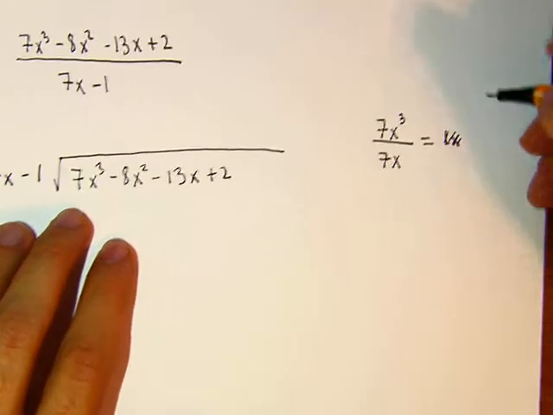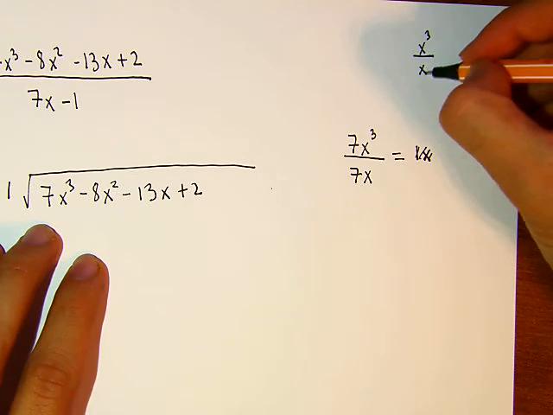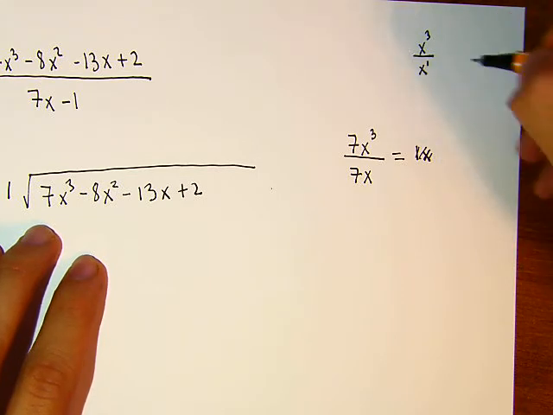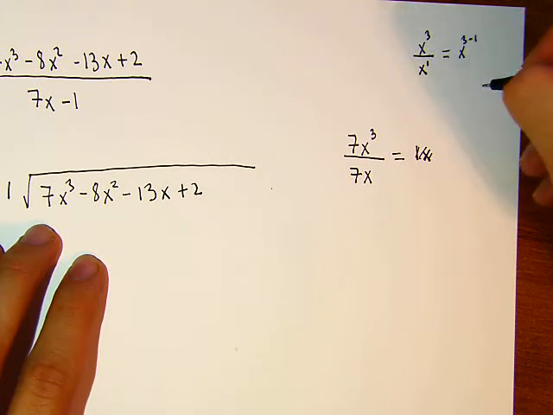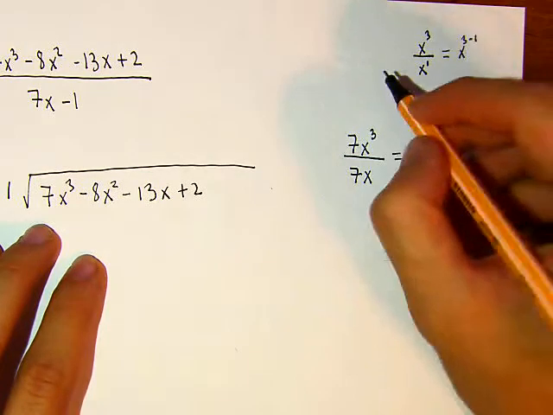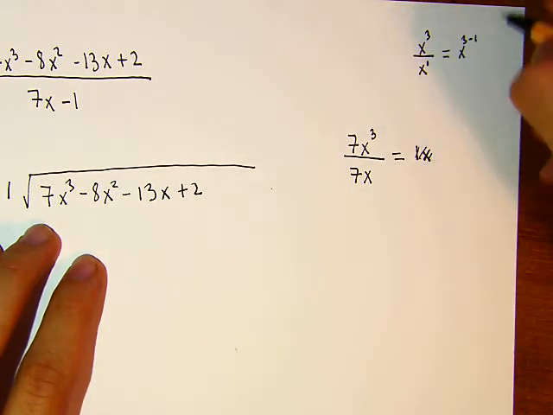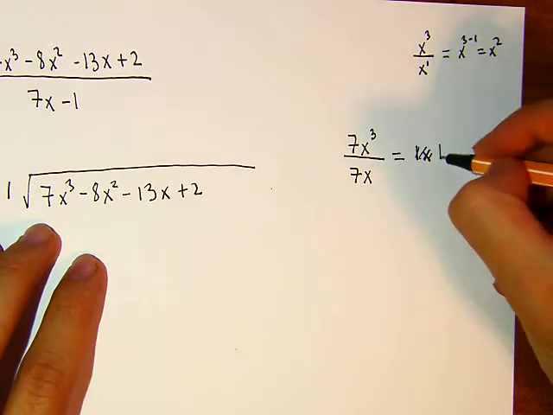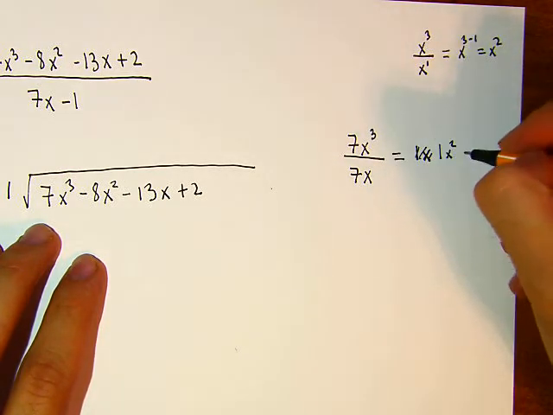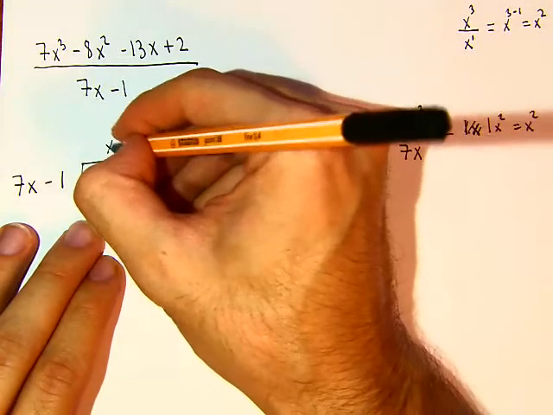Just so we can break this down a lot nicer, x cubed divided by x, and there's a 1 over here. So this is x to the 3 minus 1, because if we have this exponent here and this exponent here, you're going to subtract. So this is going to be 1x squared, or just x squared. Okay, so this is going to be x squared.